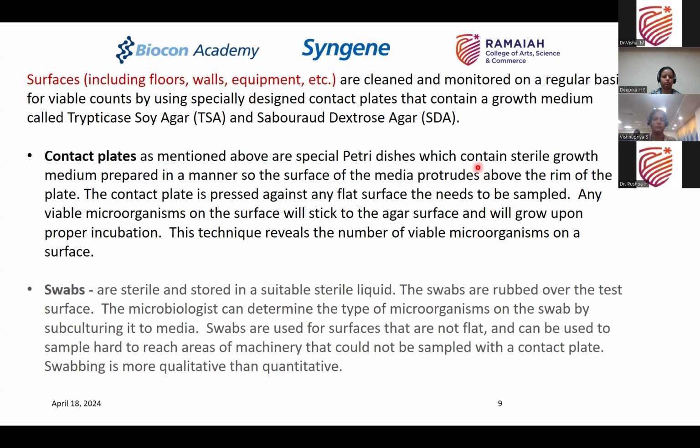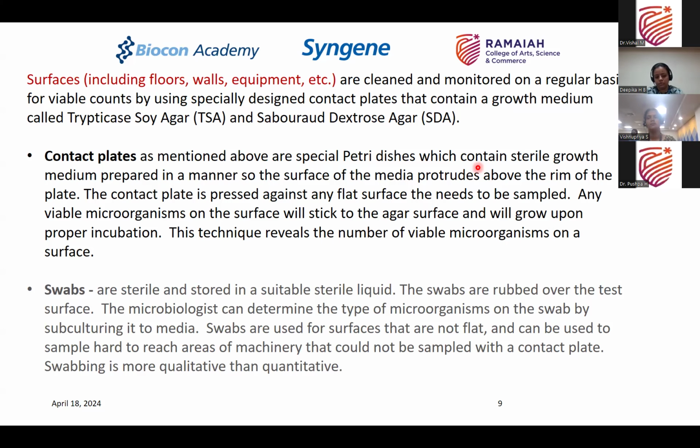You can go for the contact plate method or you can go for the swabs method. In the contact plate method, the Petri dishes contain sterile medium. Whatever the surface, we bring that surface into contact with this media, and then we incubate. That is called the contact plate method.